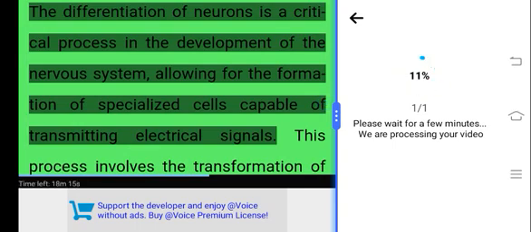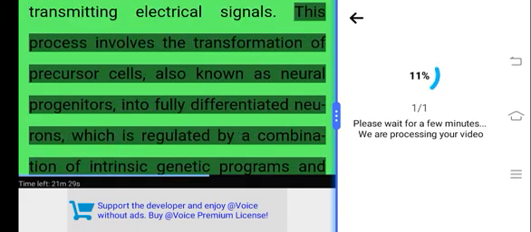The differentiation of neurons is a critical process in the development of the nervous system, allowing for the formation of specialized cells capable of transmitting electrical signals. This process involves the transformation of precursor cells, also known as neural progenitors, into fully differentiated neurons, which is regulated by a combination of intrinsic genetic programs and extrinsic signals from the surrounding environment.